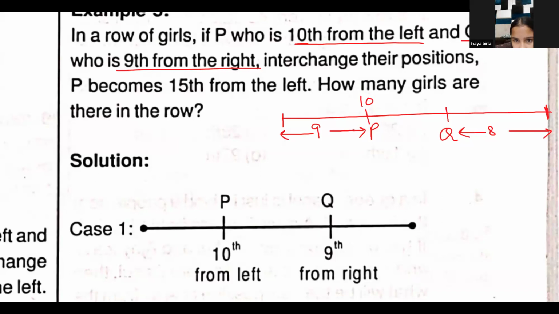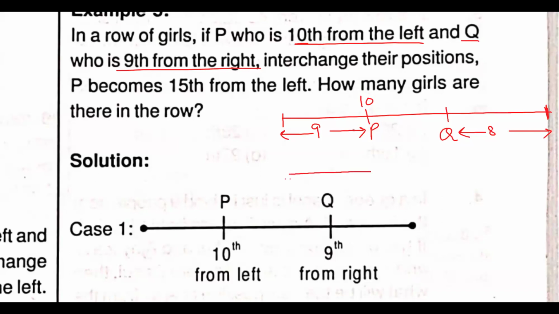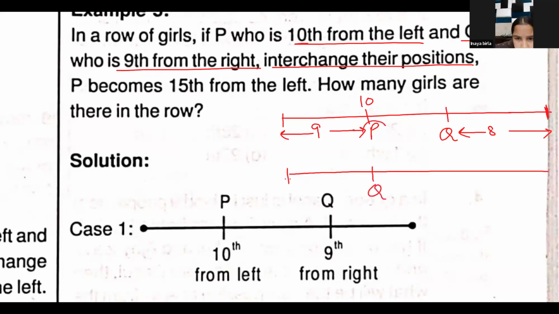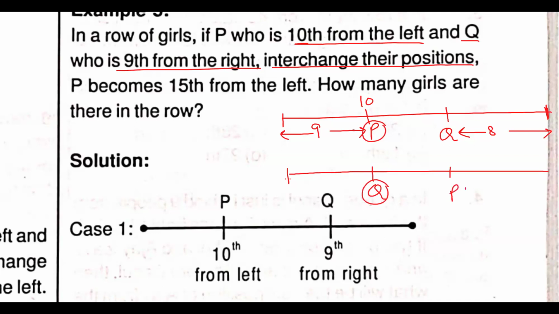This was the initial positions of all of these. Now, according to the new position, when they have interchanged their positions, again similar to the previous example, interchanging position means now here we'll place Q. Earlier here was P. Here we have placed Q, and here we have placed P. Okay, still 9 people are sitting here also, and 8 people are sitting over here. We've just interchanged their positions.